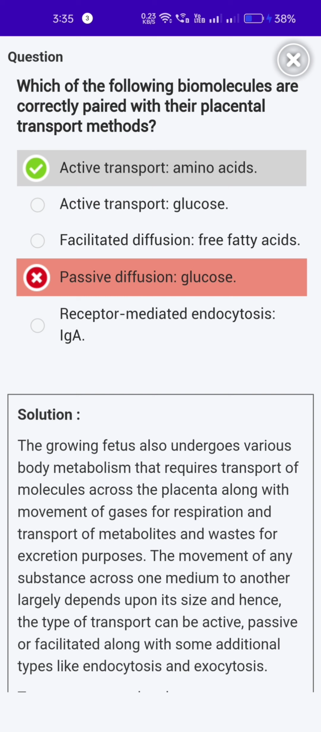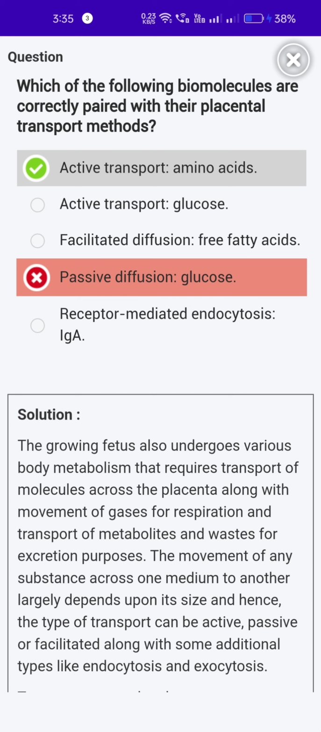Here I kept glucose via passive diffusion because I remembered glucose is transported by facilitated diffusion in some other question. So I remembered that and kept it as passive diffusion. But the correct answer is active transport of amino acids, in placental transport methods.